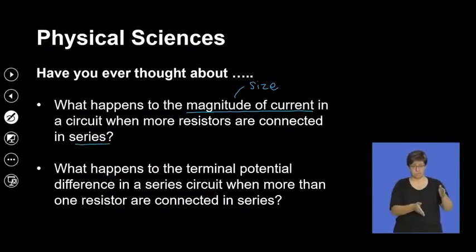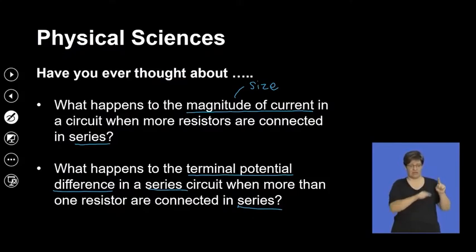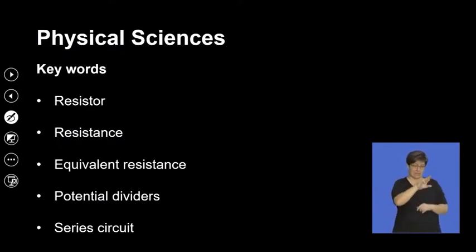Okay, now the second thought that's also going to guide our discussion has to do with what happens to the terminal potential difference. That's the voltage. Okay, in a series circuit when more than one resistor are connected in series. So the arrangement in terms of connection is going to be the series type of circuit, right? Okay, now these are the keywords.